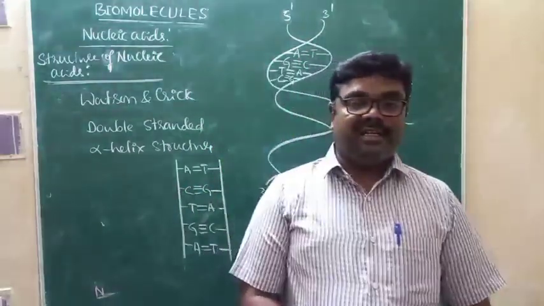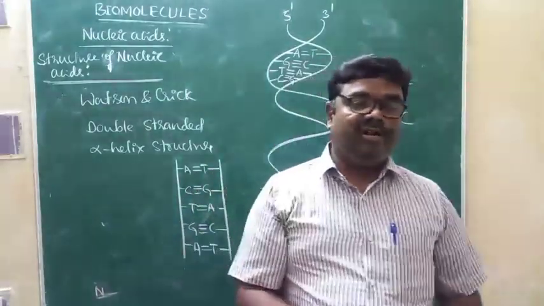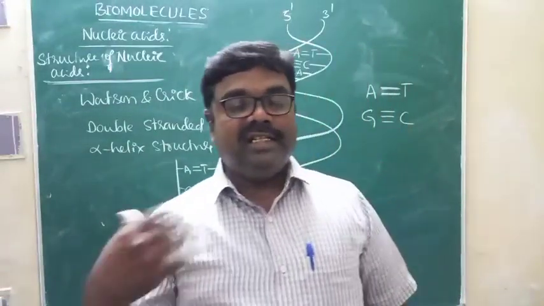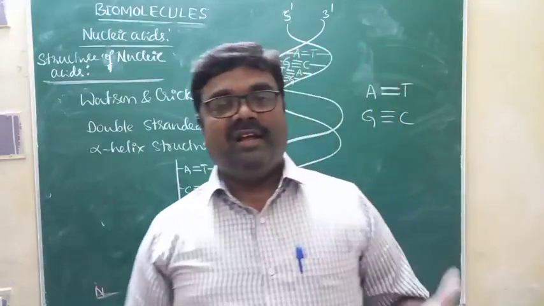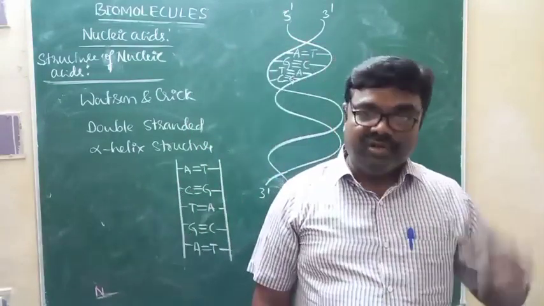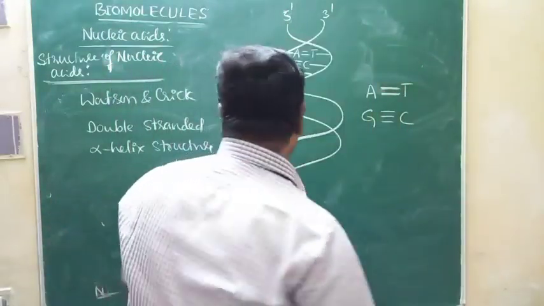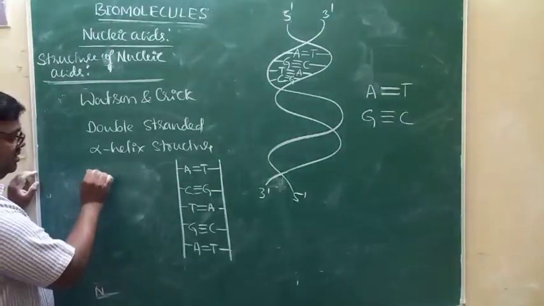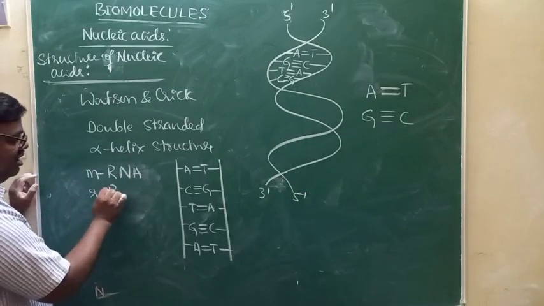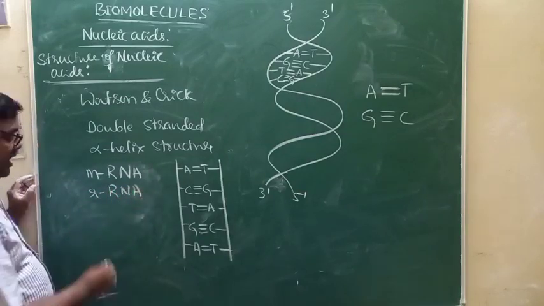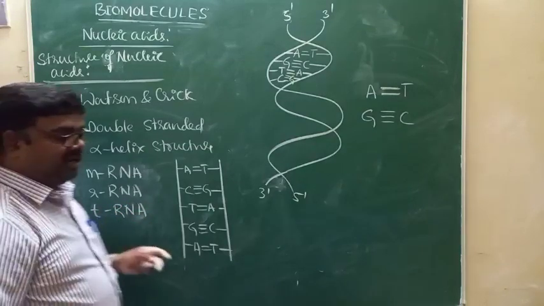As far as RNA is concerned, RNA is characterized by a single strand of nucleic acid. As I said, RNA contains ribose sugar and the nitrogenous bases adenine, guanine, cytosine, and of course uracil. So these are the four nitrogenous bases present in RNA. There are three types of RNA molecules: mRNA, that is messenger RNA, rRNA, that is ribosomal RNA, and tRNA, that is transfer RNA.